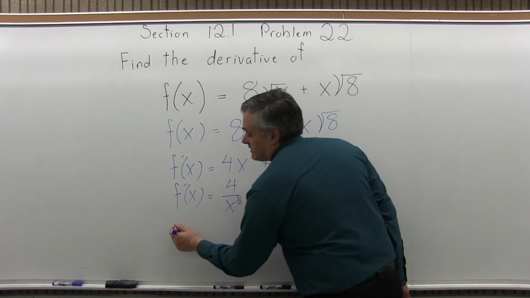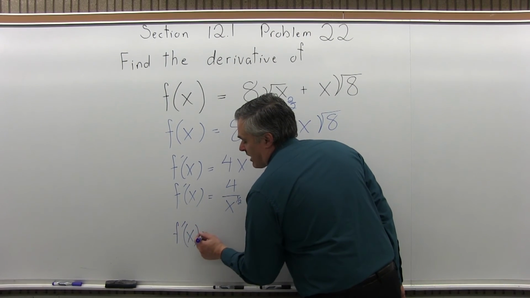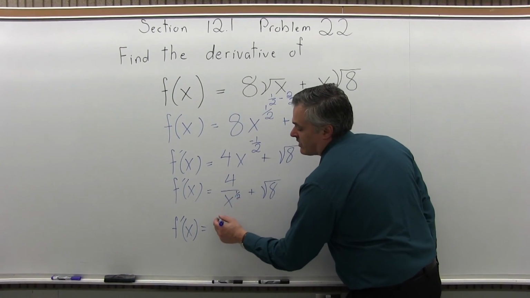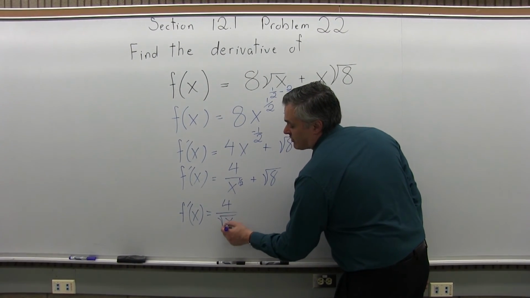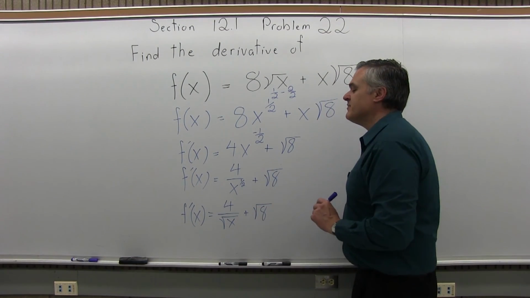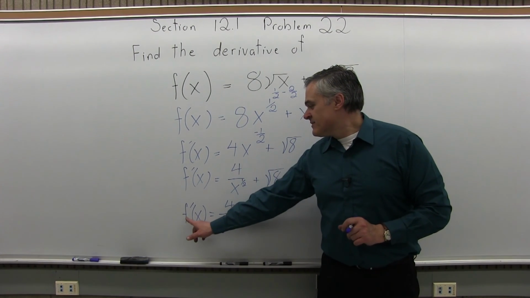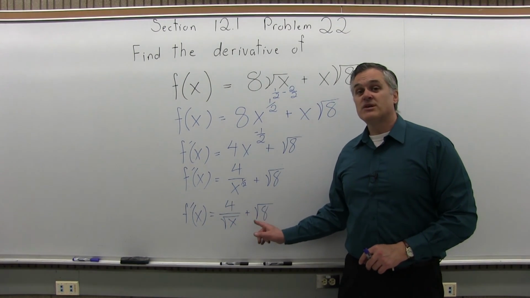And then if you want to, you can even take it one step further. F prime of x equals, instead of 4 over x to the 1/2, if you like, you can write it as 4 over square root of x. And the square root of 8, again, is just a number. It can just stay the way it is. So I'll say the final answer is f prime of x equals 4 over the square root of x plus the square root of 8.